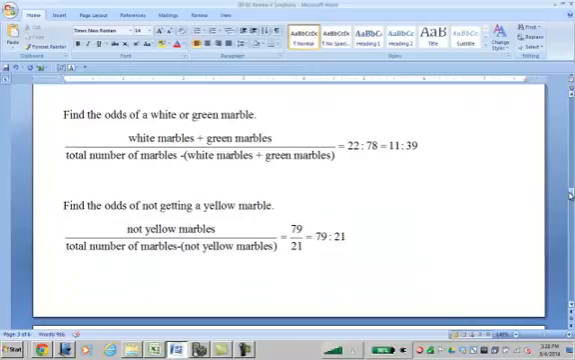Not getting a yellow. Not yellow marbles over the total number of marbles minus the not yellow marbles. Not yellow marbles are 79. Total number of marbles are 100 minus 79, which is 21. So it's 79 to 21.